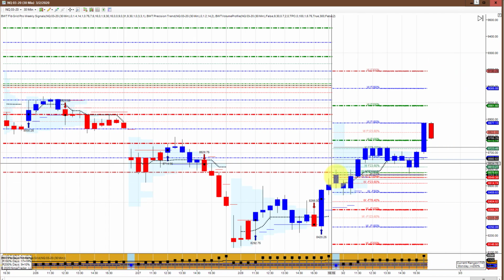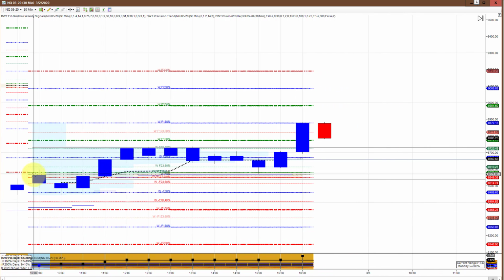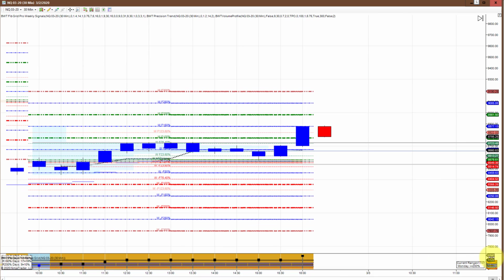And now that we're in the new week here, this is the new Fib Grid. So now we have 300 extending all the way down to 79.38 and up to 91.87.